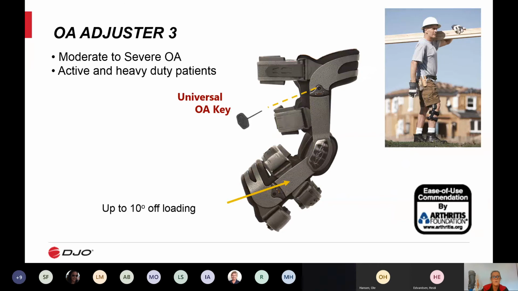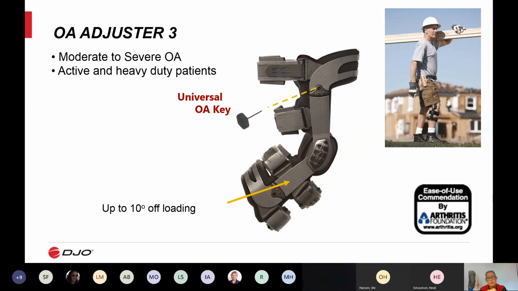And if we have a more active person, who is more active in their daily life or a bit more heavy, then we have the OA Adjuster 3 that goes from moderate to severe OA. And this is a very good brace. The only thing you can say is, if the patient doesn't fit into normal sizes, this is not the choice.